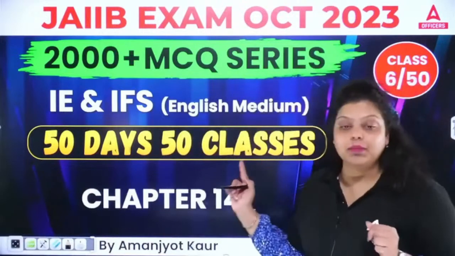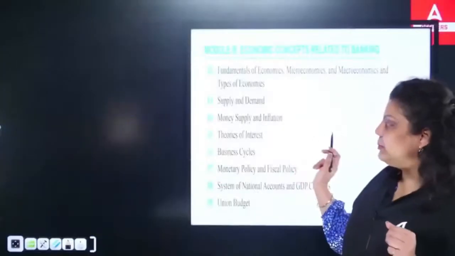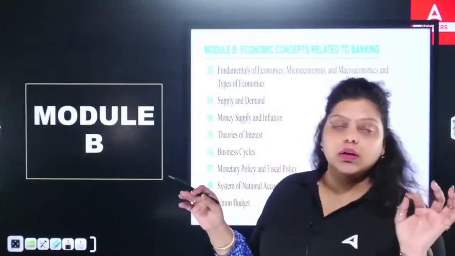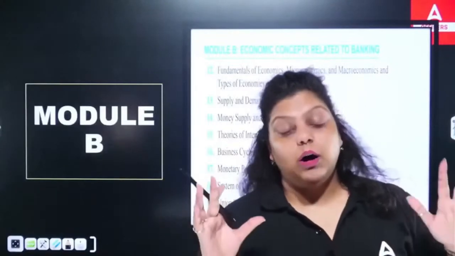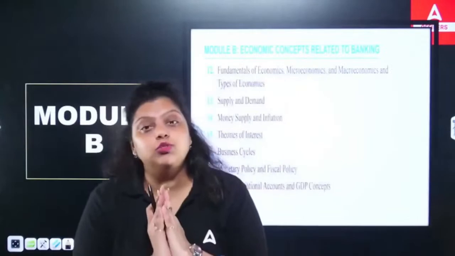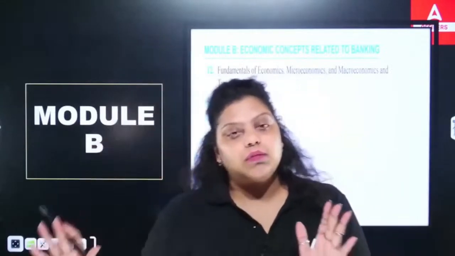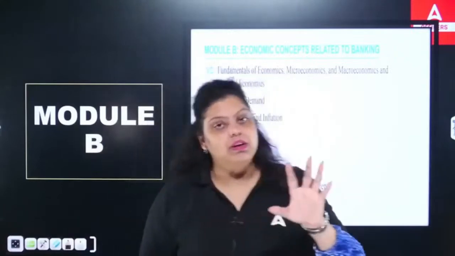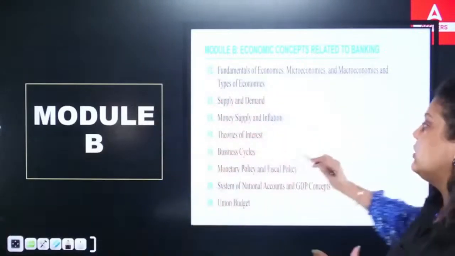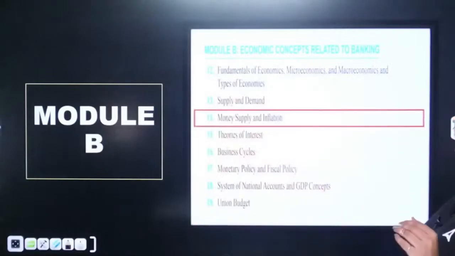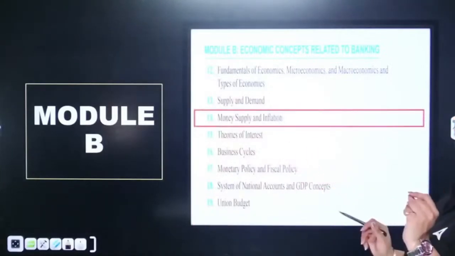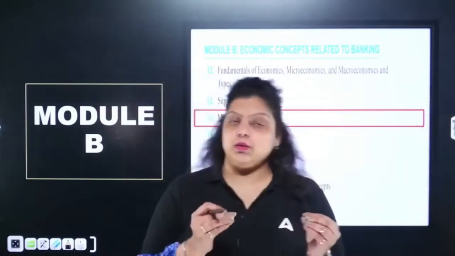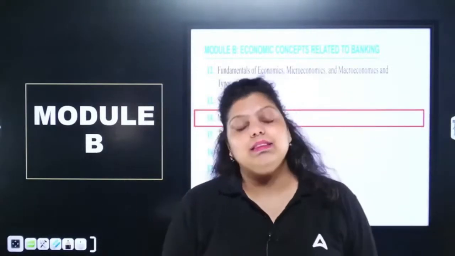We are going to discuss chapter number 14 today. We know that the Indian economy, Indian financial system has four modules. Out of that, the first module covers only 11 units. In total we have 45 units. The first module covers the 11 units that we have completed. The 12th and 13th units we have already completed, and today we are going to discuss the 14th unit, that is money supply and inflation.